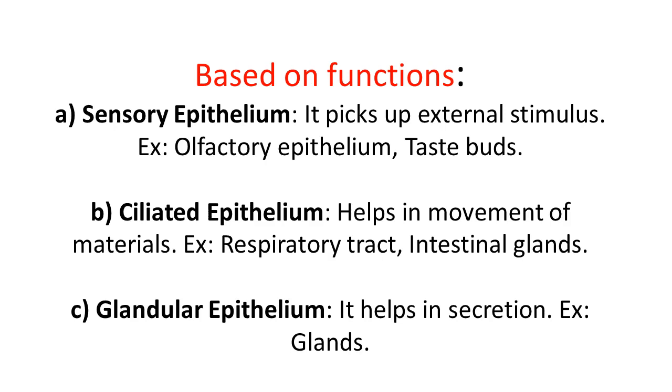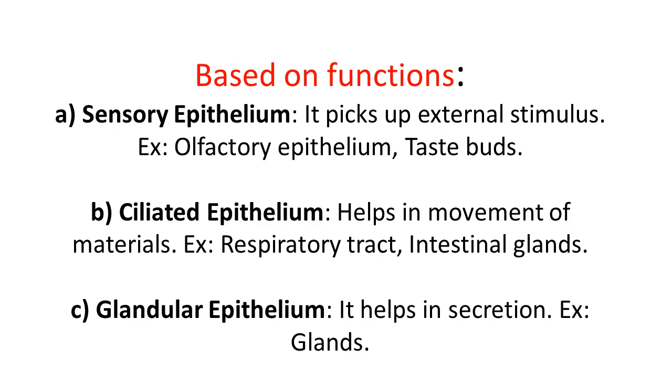So ciliated epithelial cells are those cells which contain cilia. Because of the presence of cilia, these cells are very much responsible for the movement of materials. That's why I told several times epithelial cells help in exchange of materials. Epithelial cells help in movement of materials. Why? Because they contain cilia. Those cells which have cilia help in this particular movement. Examples are the respiratory tract, intestinal glands, etc.